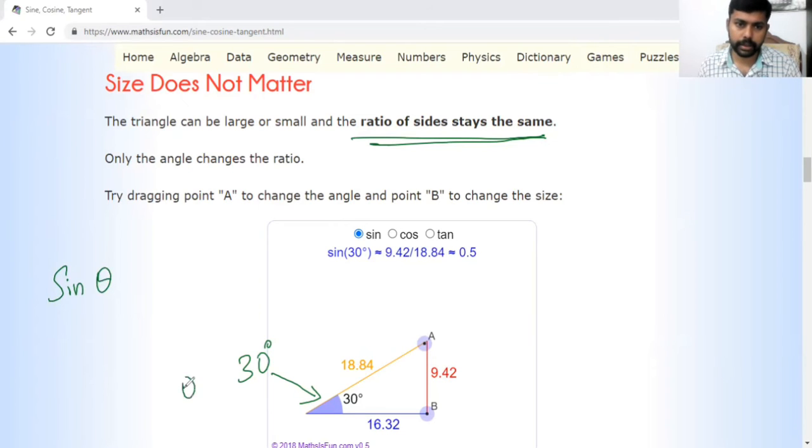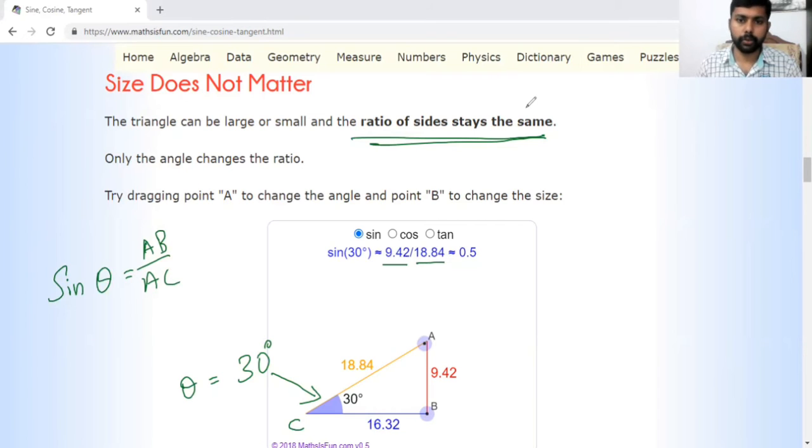I can consider theta as 30 degrees here. Sine theta means opposite divided by hypotenuse. If I am considering this as angle C, here it is AB divided by AC. Here AB is 9.42, you can see this is the value of AB, and the hypotenuse AC is 18.84. So that is the measurement of the hypotenuse.